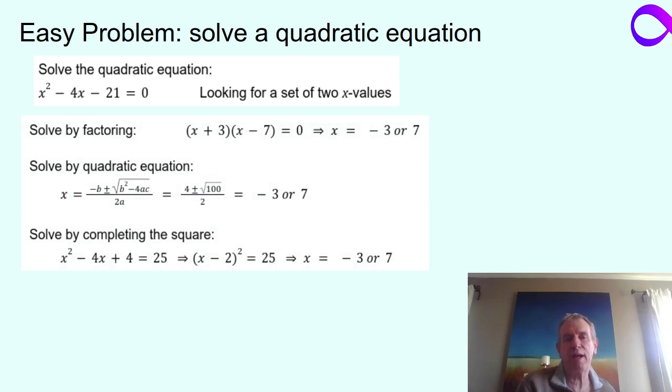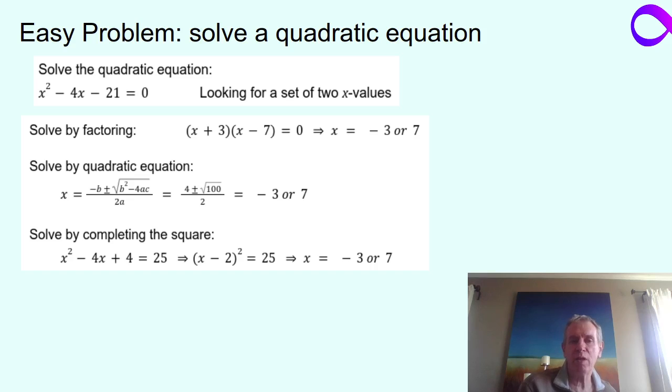We could solve by factoring, and pretty quickly you'll find that x equals -3 or 7. You could solve by using the quadratic equation. x equals -b plus or minus the square root of b squared minus 4ac all over 2a. Again, of course, you'll get the same solution, x equals -3 or 7. Notice that quantity underneath the square root sign in the quadratic equation, b squared minus 4ac. That's an important quantity. It's known as the discriminant.